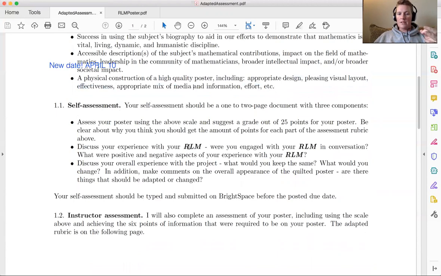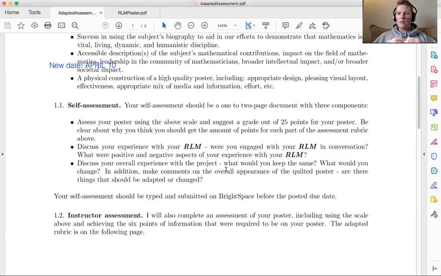Second point, discuss your experience. Were you engaged? Did you have trouble? Did you not have trouble? Tell me about it. What were some positive, negative experiences with your real-life mathematician? Did you find their conversation great? Were you able to understand what they were talking about mathematically? Tell me about your experiences. I want to know. And thirdly, discuss your overall experience with the project. What would you keep the same? What would you keep different? What would you change? And then talk about the overall appearance of the poster. What were some things that would be adapted or changed?